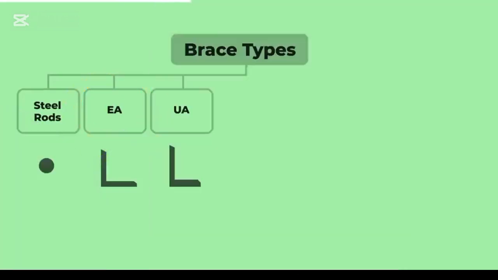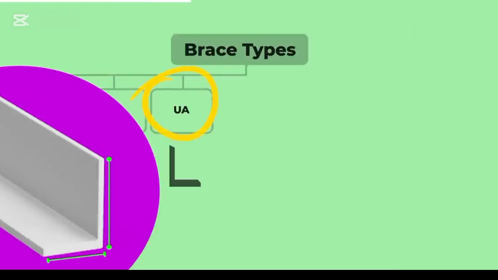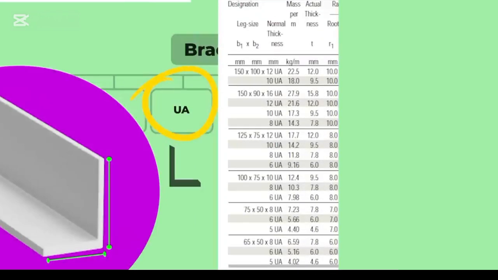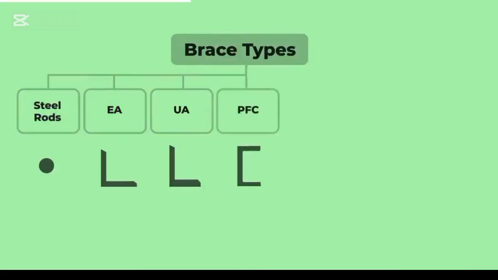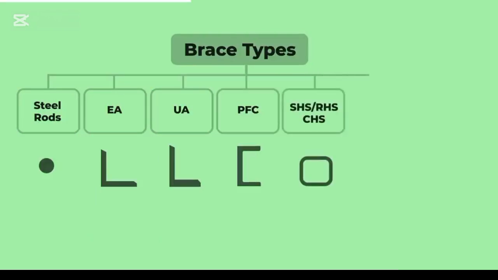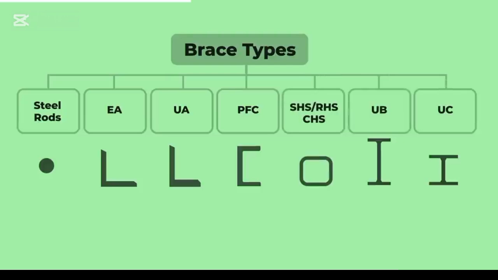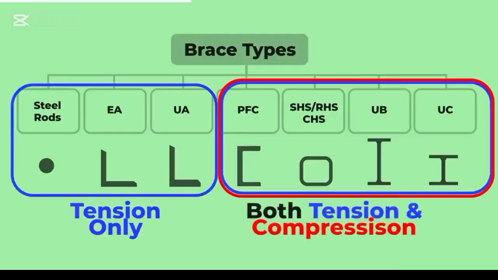On the other hand, an unequal angle, as the name implies, has unequal legs. Similar to the equal angle section, it is identified by three numbers, where the first two numbers are the leg lengths, and the third number is the plate thickness. While heavier parallel flange channels, or PFC, hollow sections like SHS, RHS, CHS, and even UB and UC sections are often used in members that will experience significant compression forces, as well as tension.